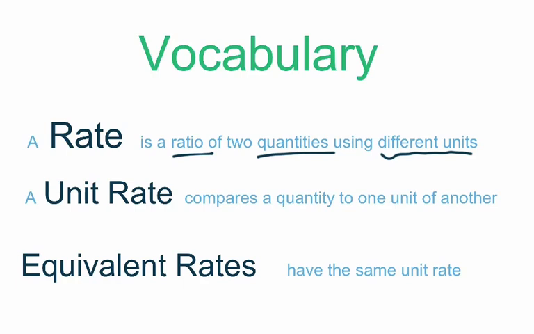A unit rate compares a quantity to one unit of another. And these can be very important. So when we say a quantity, that could be any quantity. We're not specifying at all. But when we say one unit of another, that's the really important part, is we're going to be comparing a number to one. And last but not least, for equivalent rates, this is going to use the above definition because equivalent rates have the same unit rate.